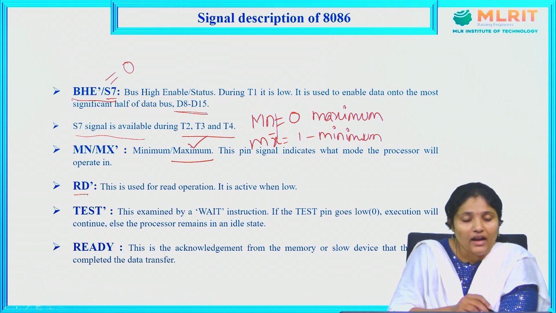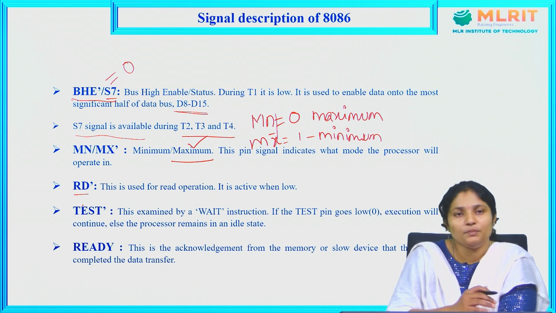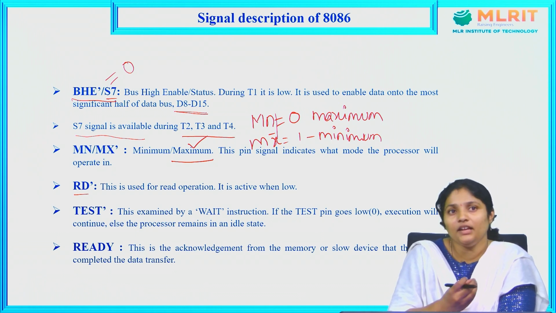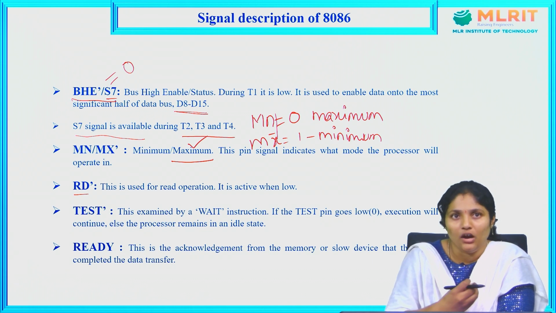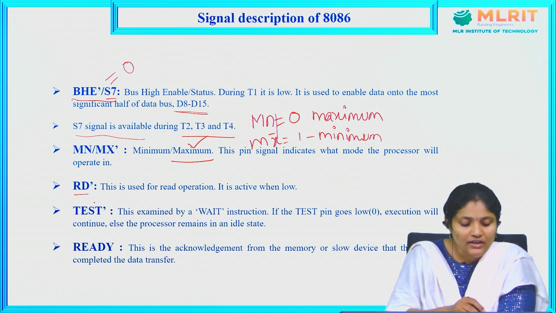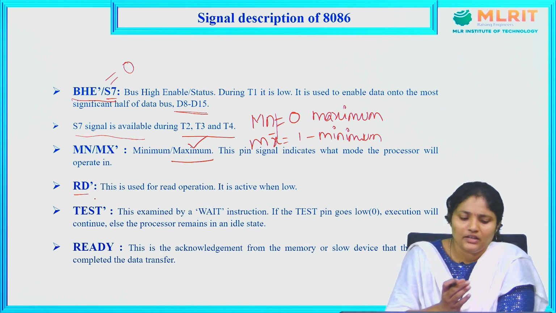Next, RD bar. RD bar is also a negative logic pin, and it indicates that a read operation is being performed. What does a read operation mean? You are getting input from the memory or input output devices. Whether the data is coming from memory or input output devices, we can know by using the memory or input output pin. So RD bar is a read pin which is used to take input from other peripheral devices like input or output devices or memory devices.